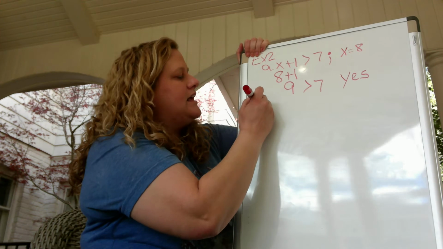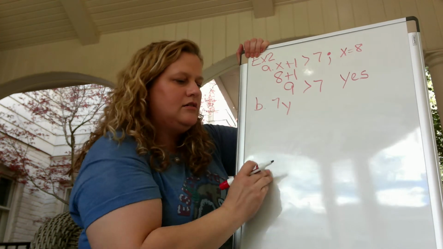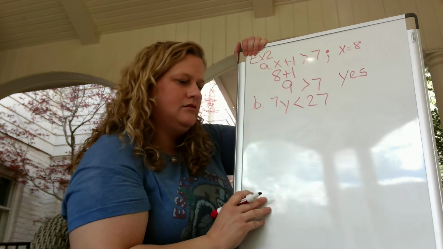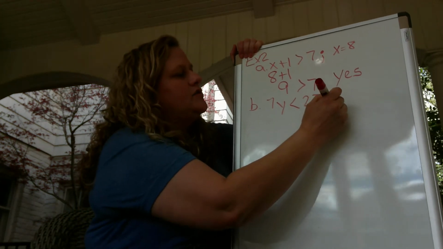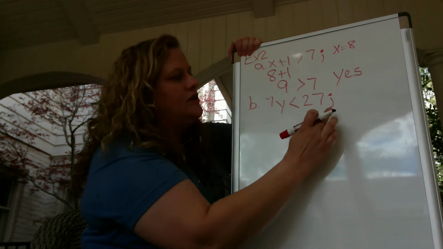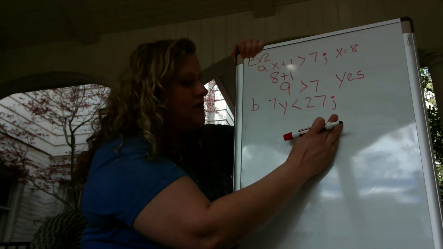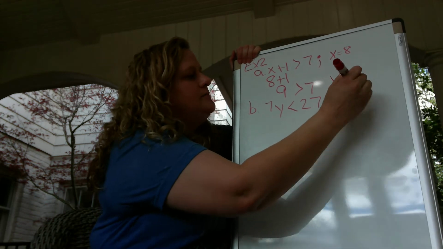Now, B says 7y is less than 27. And it says, remember, separate your possible solution, or your substitution for the variable, with a semicolon. Okay, it says our possible solution here is y equals 4.